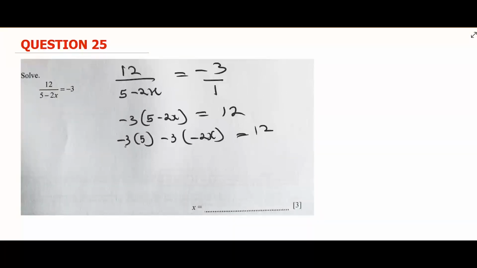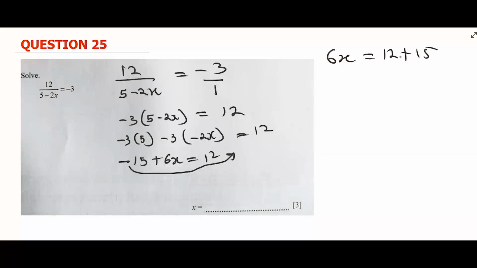If you do this, -3 times 5, that is -15. Minus times minus is plus. 3 times 2x will give us 6x, equals 12. So now what we need to do here, we need to collect like terms. So -15 will come here and it will turn to positive 15. So that means we're going to have 6x equals 12 plus 15.